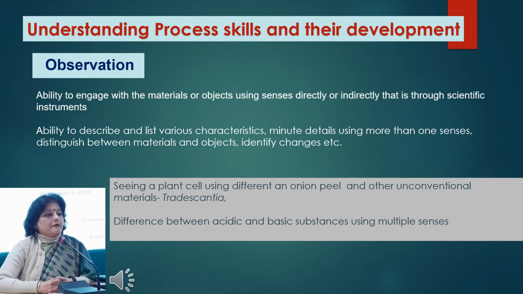For example, seeing a plant cell using different materials. We are very familiar with onion peel being used as a material for seeing a plant cell. But there could be other unconventional materials also, which are not used generally. For example, Tradescantia, which has purple leaves and does not require any kind of staining. That can also be used for looking at a plant cell.